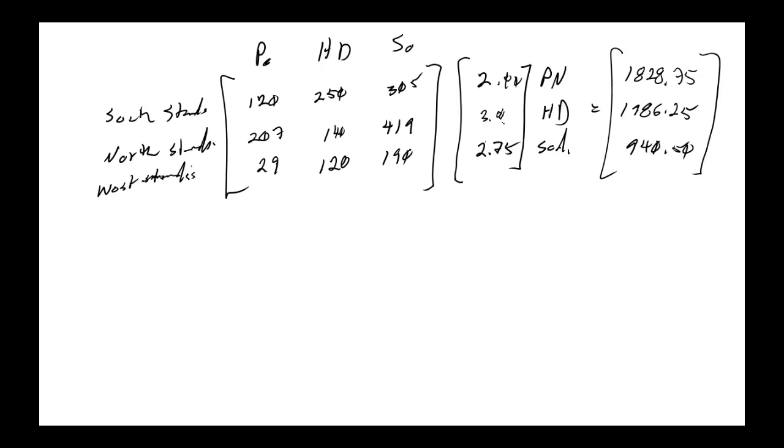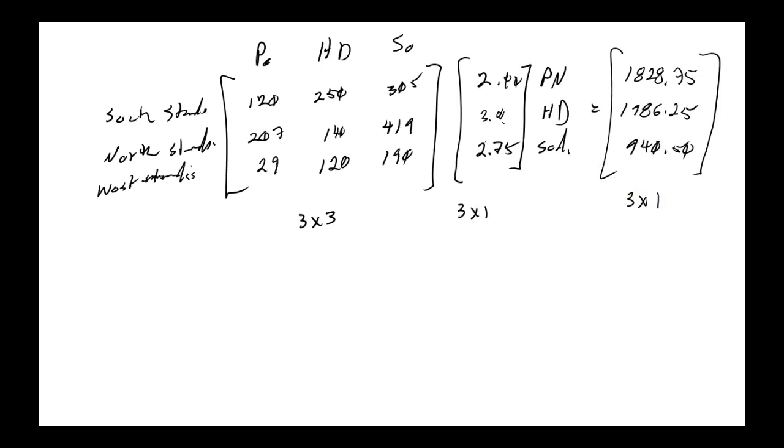Now, notice what the product is. Look at what we've done here. We've taken a 3 by 3 matrix, multiplied it by a 3 by 1 matrix, and our answer was a 3 by 1 matrix. Okay?